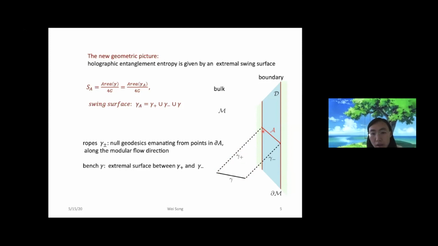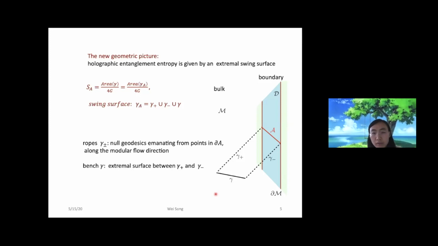Later, I will give more details on how to determine these null geodesics. Right now, I can say these null geodesics are along the modular flow direction. And there is a space-like geodesic in this three-dimensional bulk spacetime, which is the extremal surface between these null ropes. The total area of these three parts, which is also the area of the space-like geodesic, would give the entanglement entropy of the dual theory. So this is the result.